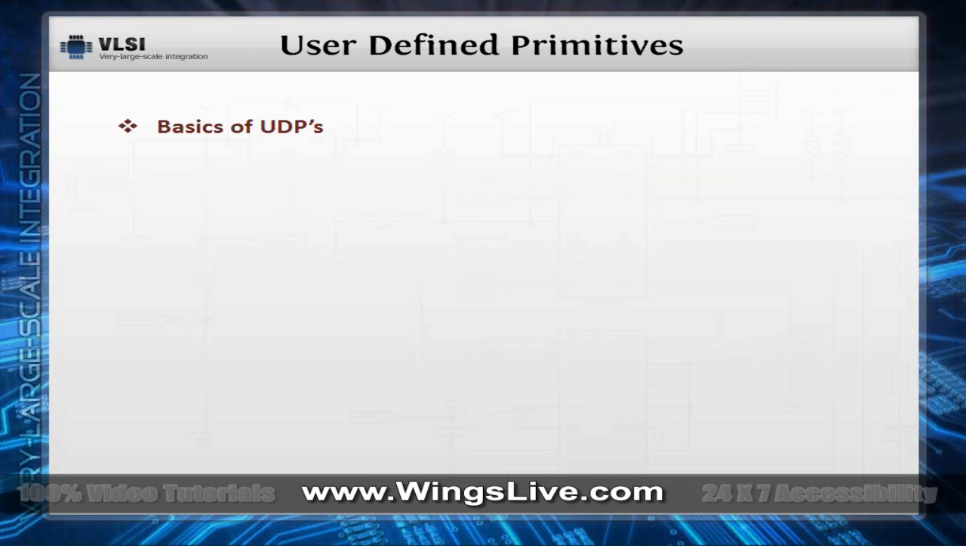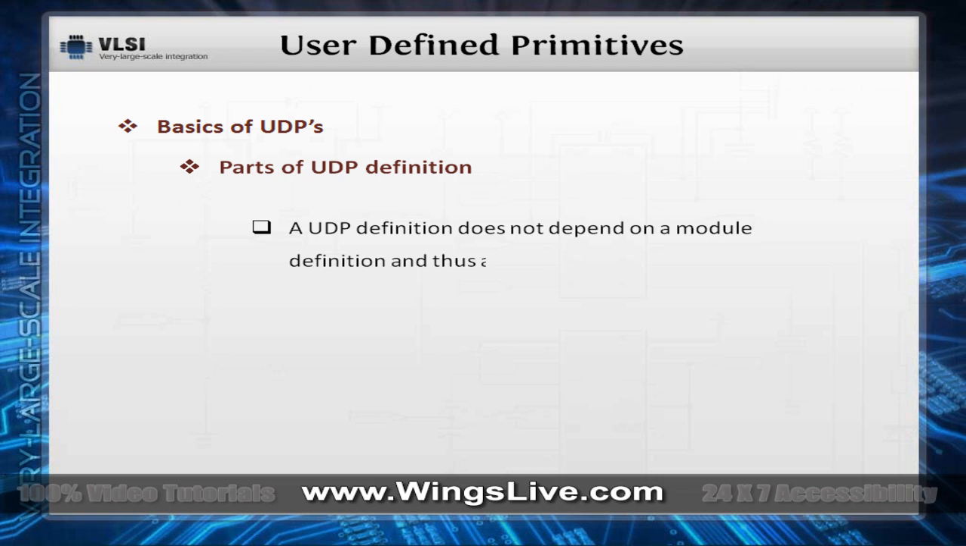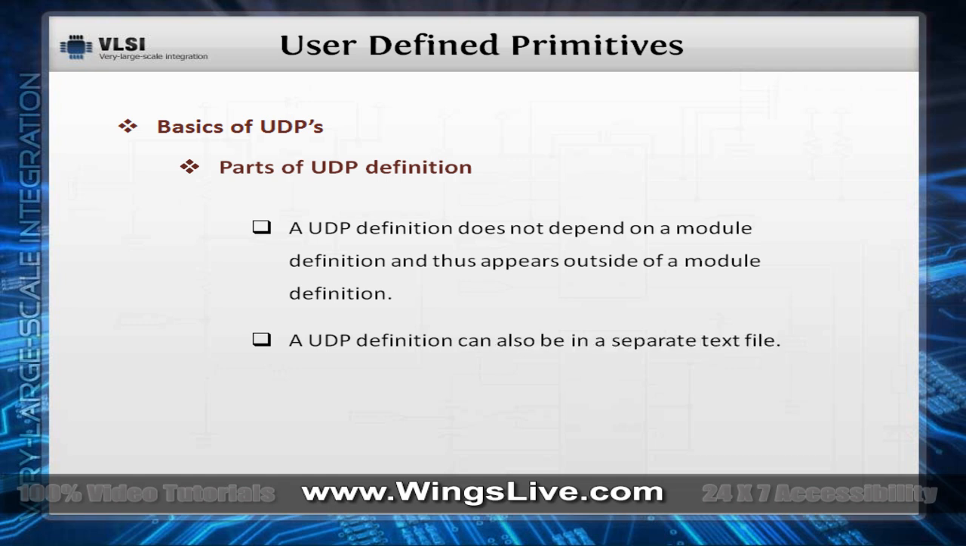Now we'll see some of the basics of UDPs. We'll start with parts of UDP definition. A UDP definition does not depend on a module definition, and thus appears outside of a module definition. A UDP definition can also be in a separate text file, and we can have only one output, and may have one or more inputs in a UDP.